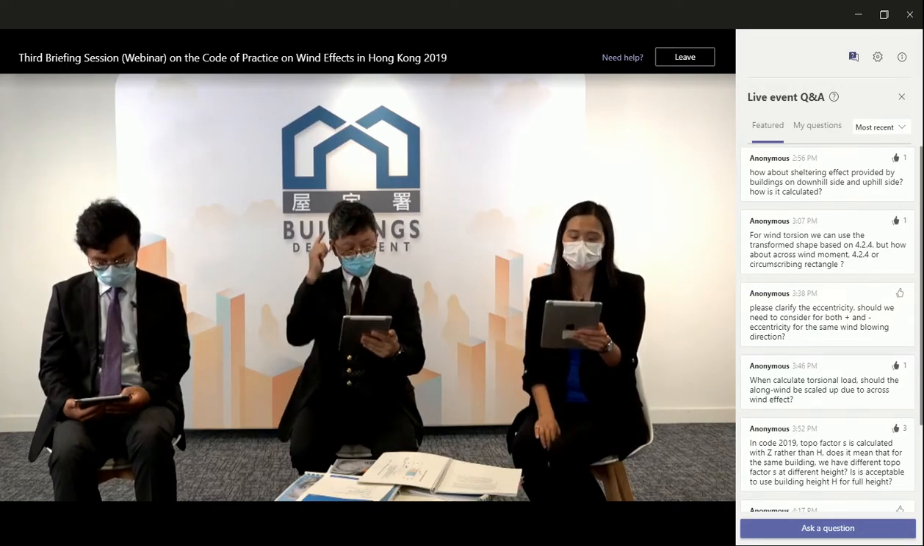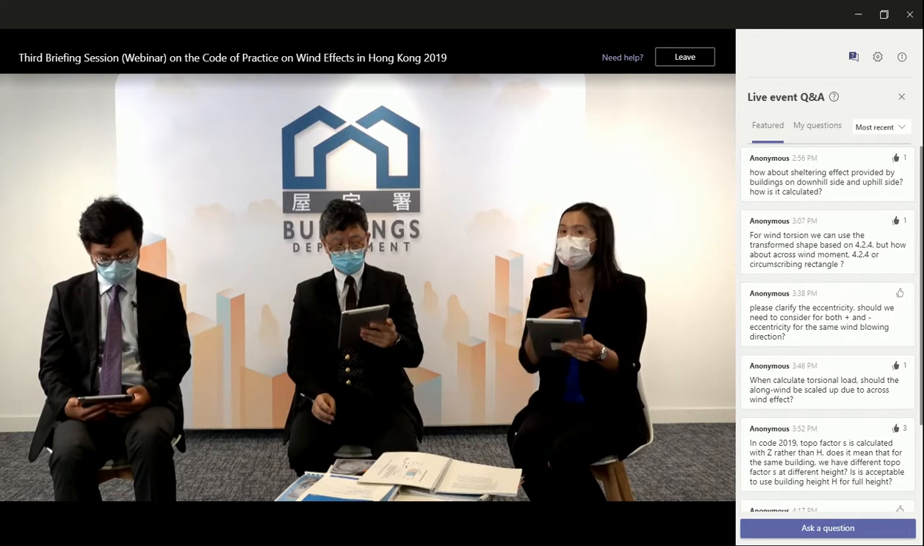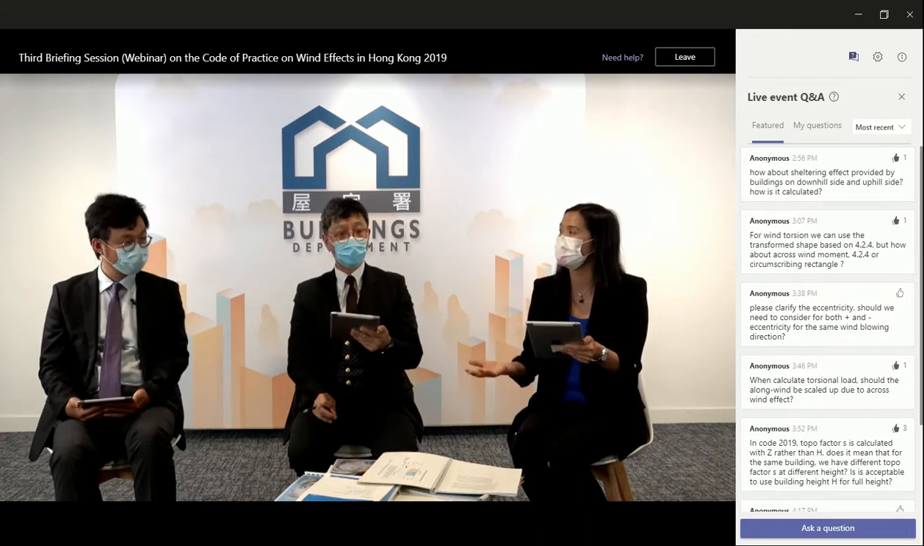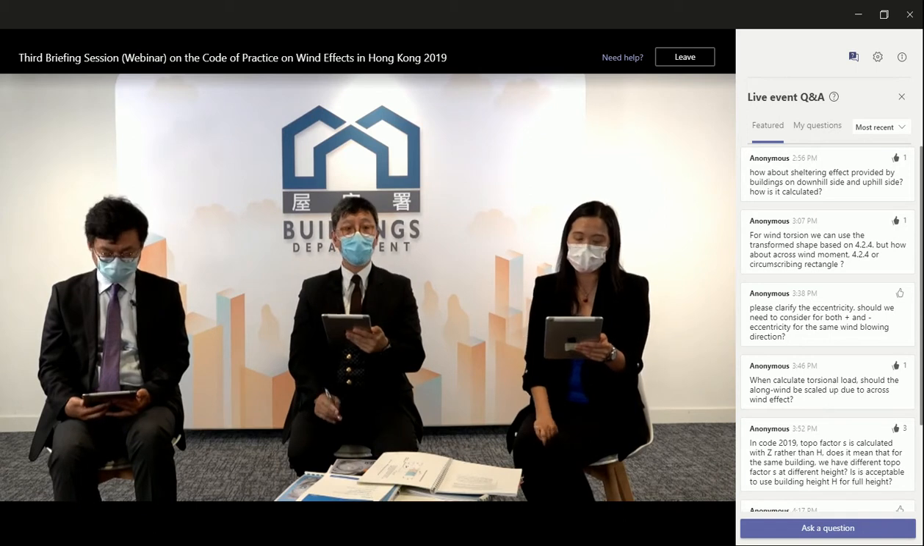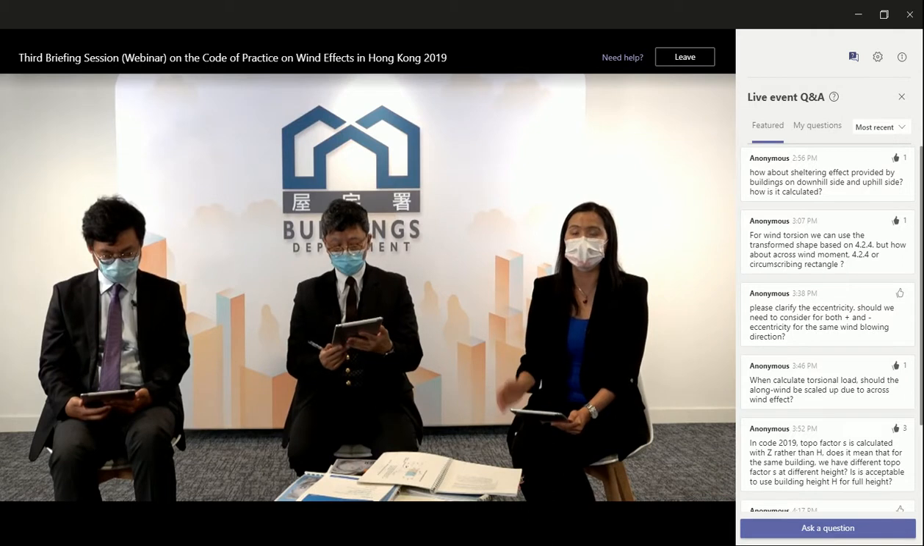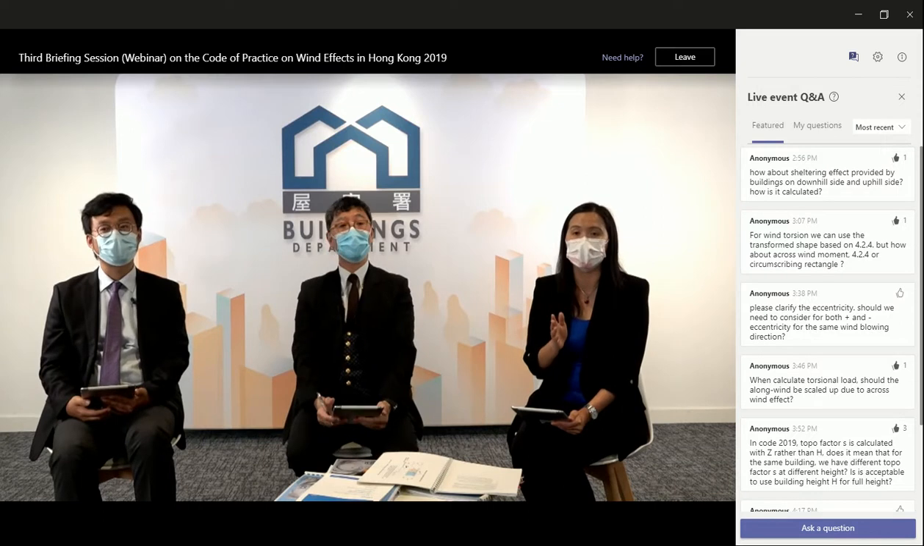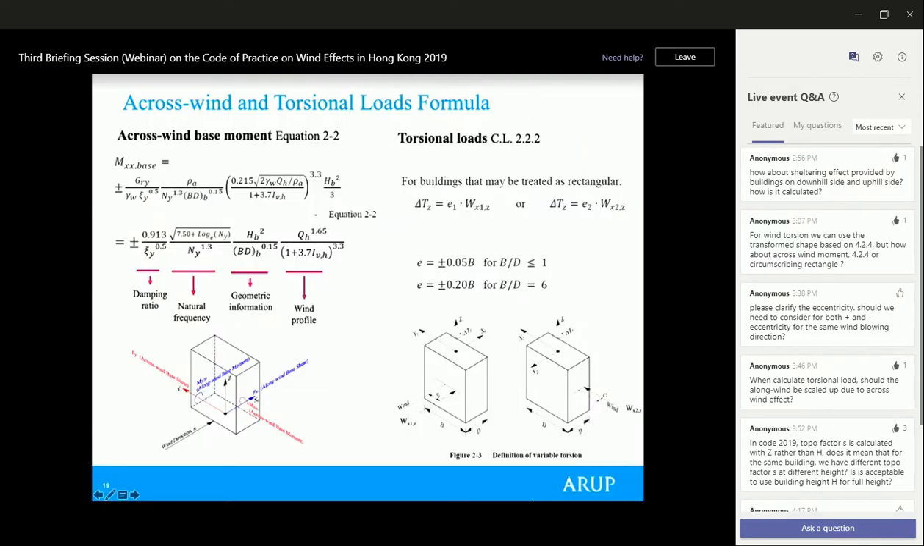The next question is, when calculating the torsional load, should the along wind be scaled up due to crosswind effects? Okay, maybe I talk a little bit and then Lieutenant, you supplement. Calculating the torsional load is based on the along wind loading multiplied by the eccentricity depending on the building shape. In this case, the crosswind is not used to calculate the torsional load.